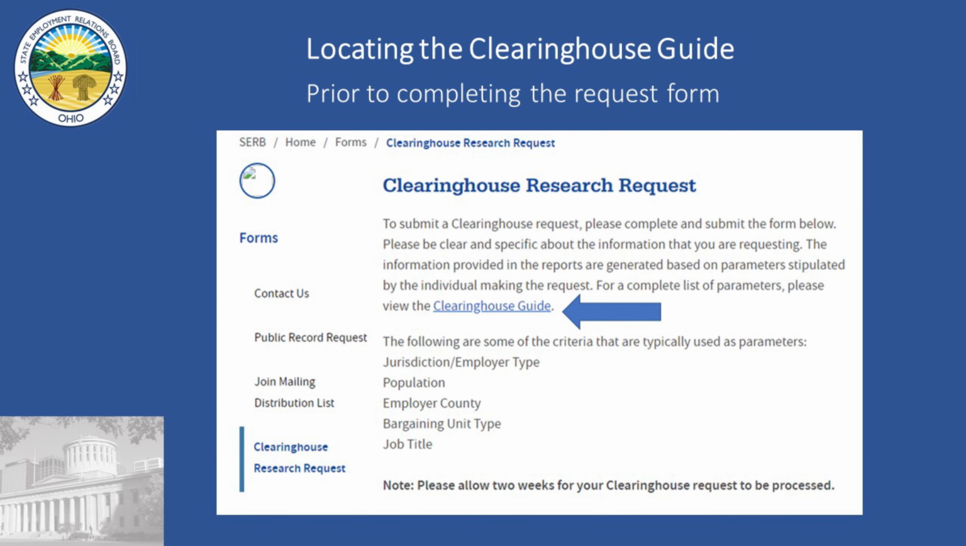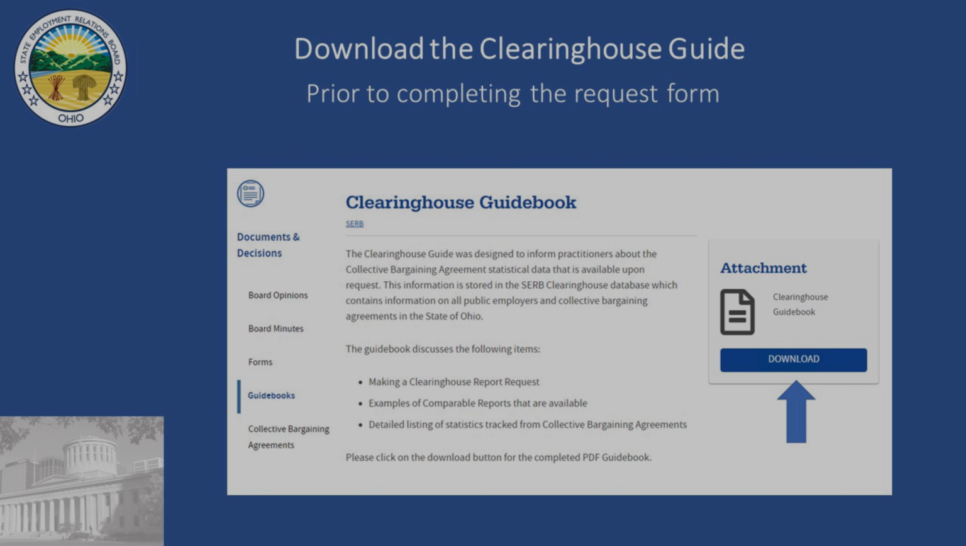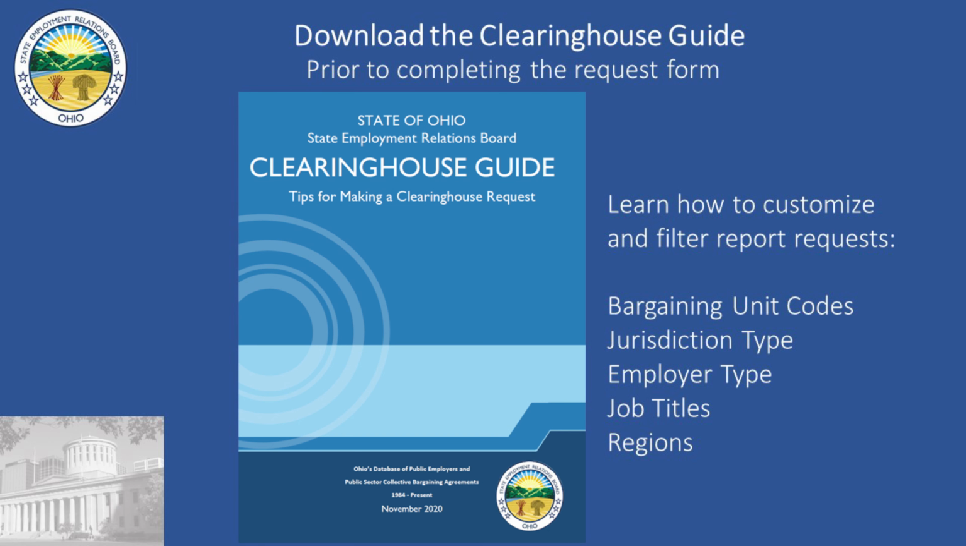Before filling out the submission form, please access the Clearinghouse Guide via the link on this page and download a copy. This guidebook provides details about all the information that is contained within the Clearinghouse database. If you want to learn more about the job titles we track or the ways we can customize and filter the results of the data displayed on the reports, please review this guidebook. The Clearinghouse Guide is a resource containing everything you need to know about the SERB Clearinghouse database. Next, we will look at the foremost referenced sections of the Clearinghouse Guide.